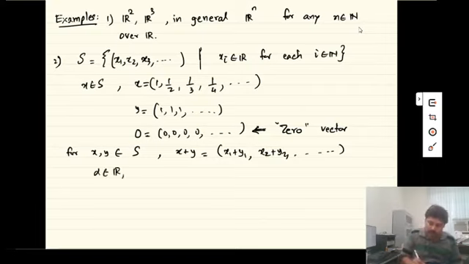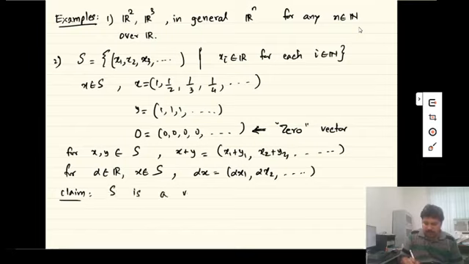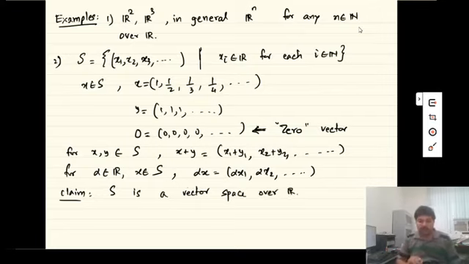And for alpha belonging to R and x belonging to S, alpha x is alpha times x1, alpha times x2, and so on and so forth. So this alpha x operation also gives a sequence, and if you verify all the properties that we listed here, then all those properties are satisfied, and then this S is a vector space. What is the claim? The claim is that S is a vector space over R. This is really very interesting.